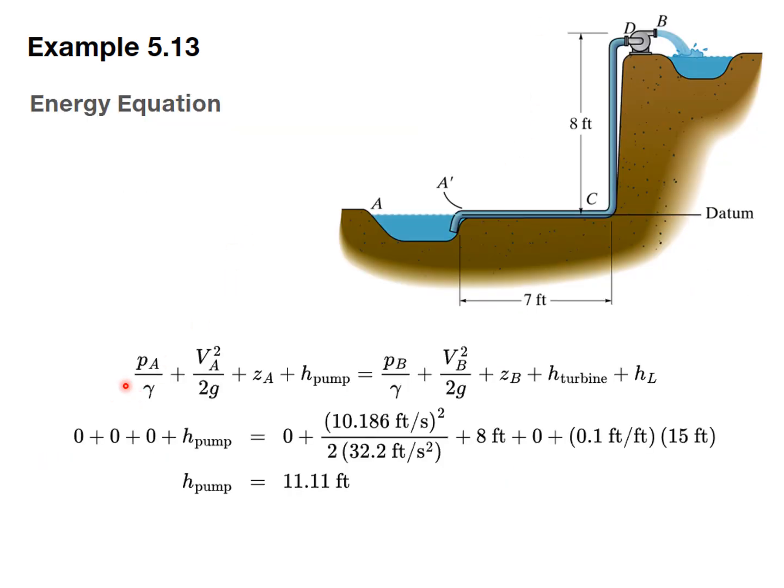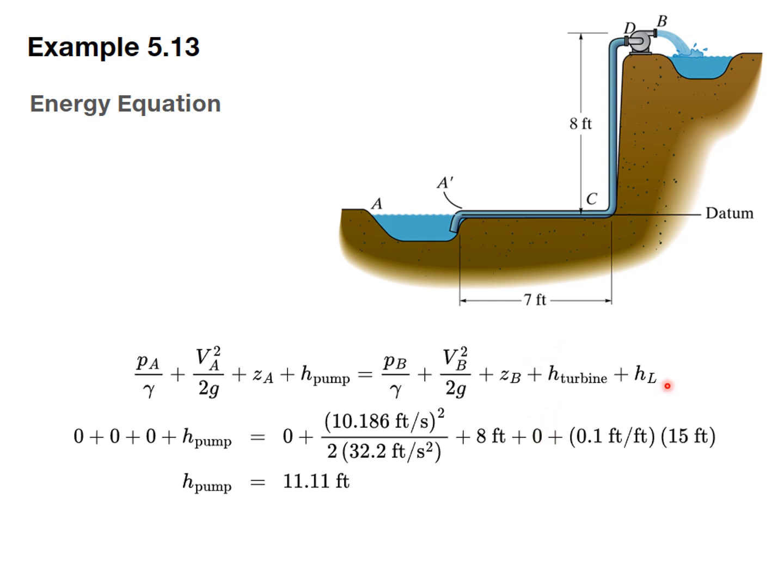So now let's take a look at the energy equation. We found the velocity at B. The pressure at B is going to be 0, so this first term is 0. ZB, we're told, is 8 feet, so that's the term here. We don't have a turbine, so that term is 0.